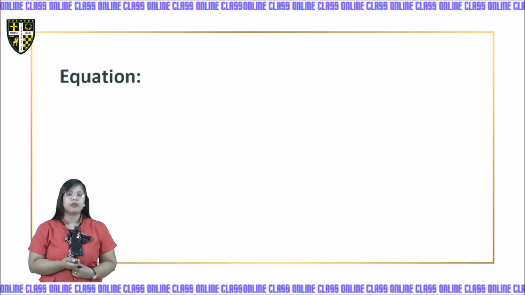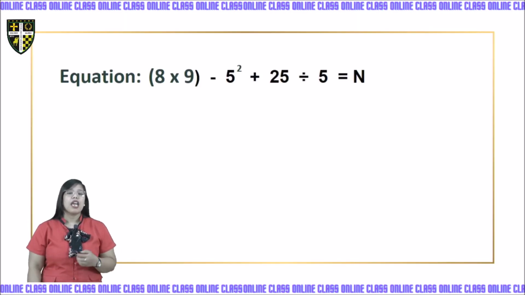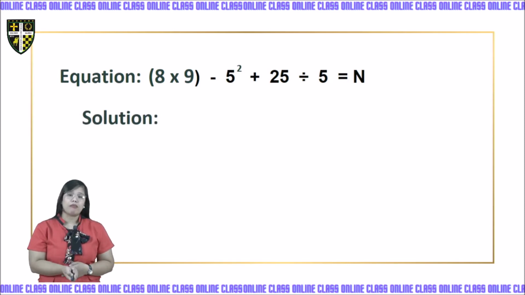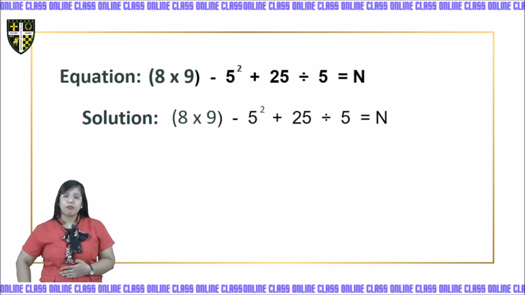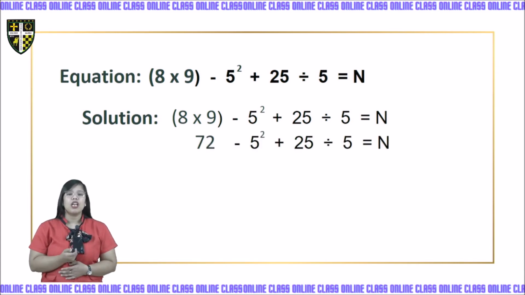Next one, we have the quantity of 8 times 9 minus 5 squared plus 25 divided by 5 equals n. So again, we need to follow PEMDAS. So again, do the operation inside the grouping symbol, which is 8 times 9. So 8 times 9 is 72. Very good. So 72, and then we will just copy minus 5 squared plus 25 divided by 5 equals n.